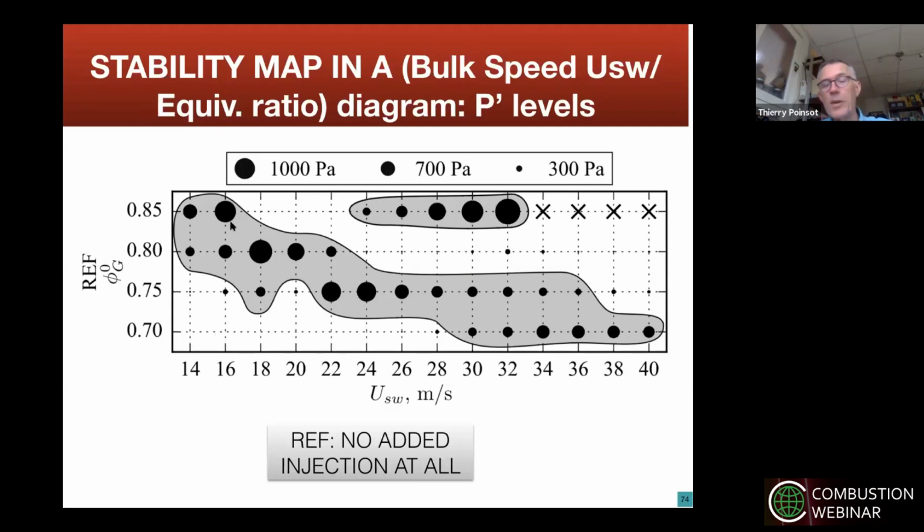For people doing engines, that's a classical result, and you can add here, as the size of these circles, the noise which is emitted. So here you see, for example, for these points, you have oscillations of the order of 1000 Pascal, which is quite unstable.